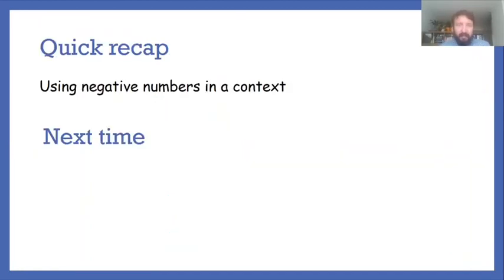Okay, so a quick recap of what we've been looking at today. We've been looking at using negative numbers in a context. We've gone through counting backward from positive numbers through to negative numbers. We looked at different scenarios where you may use negative numbers, and definitely temperature popped up a few times, remembering negative numbers as cold.